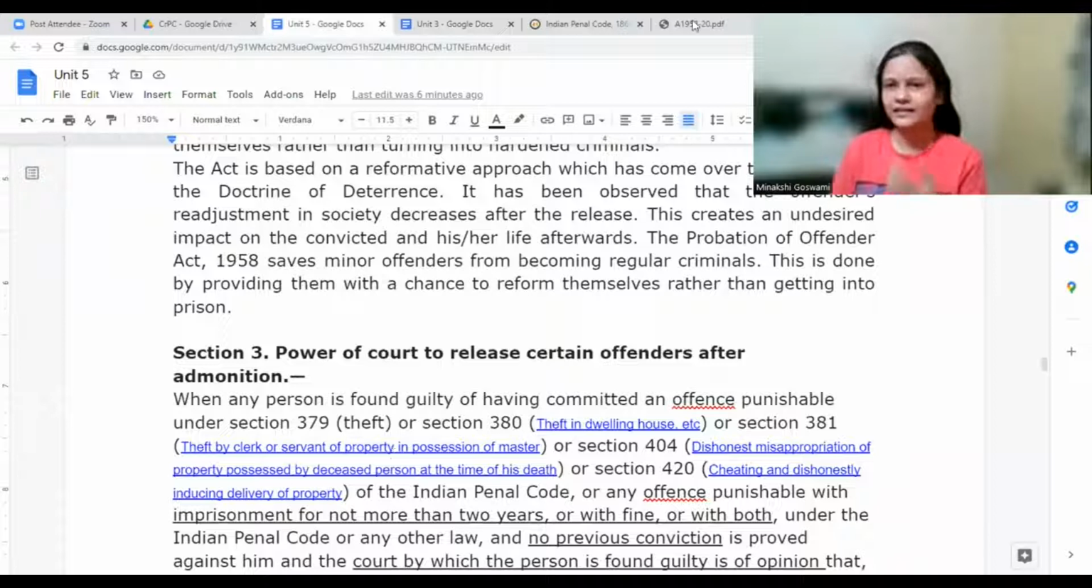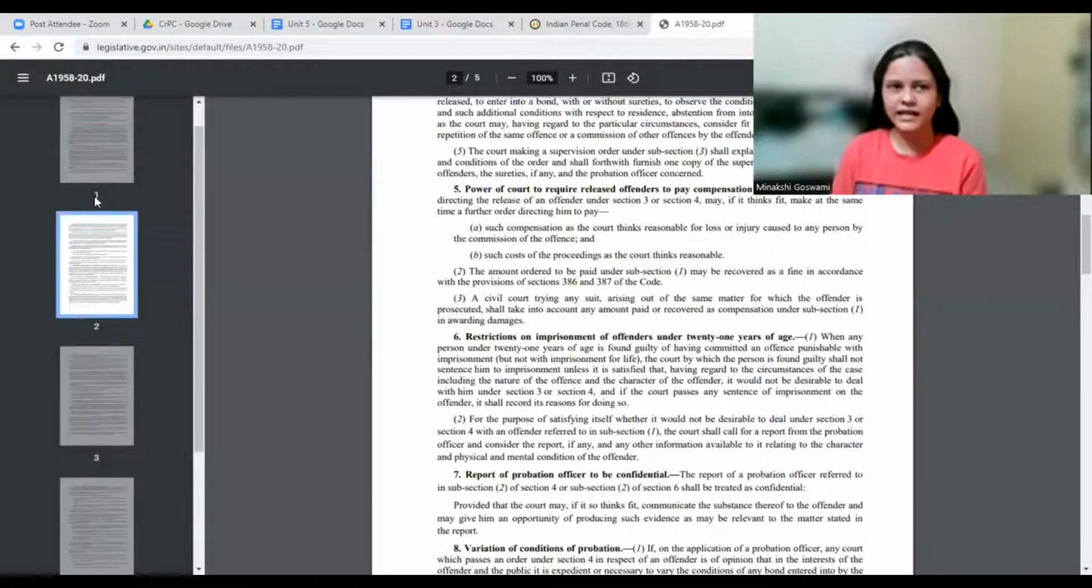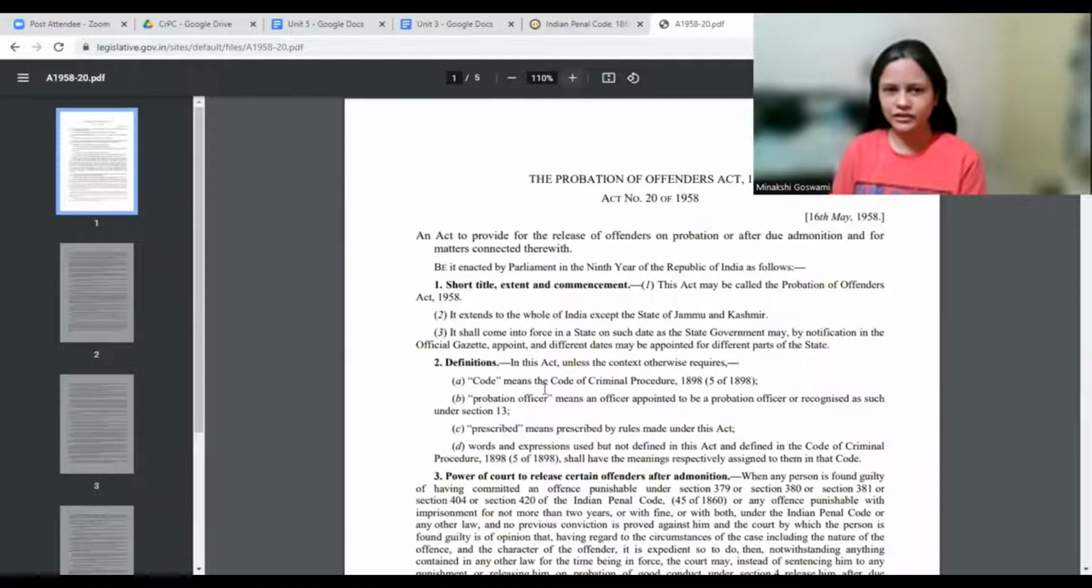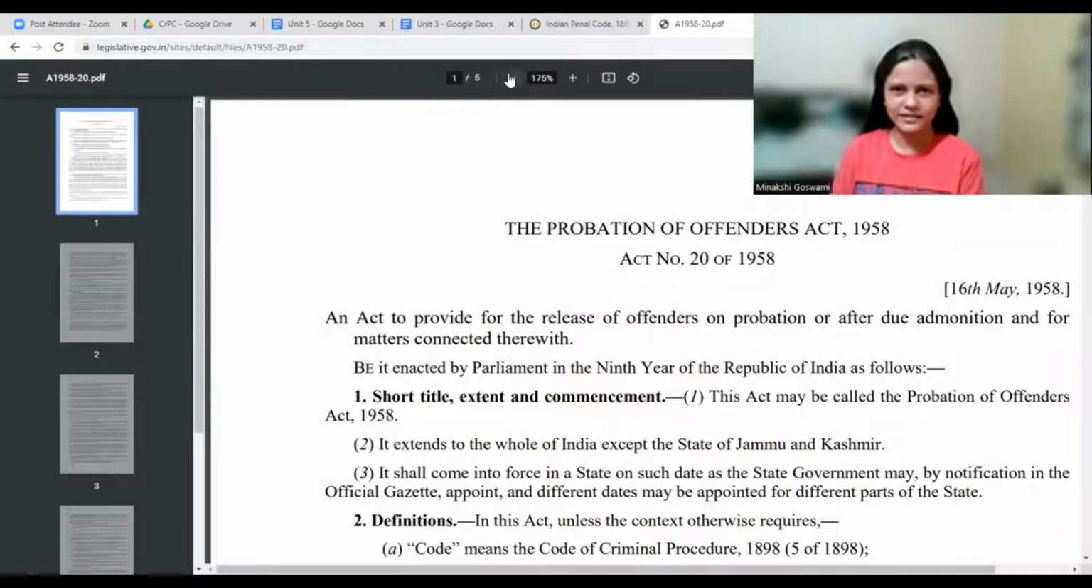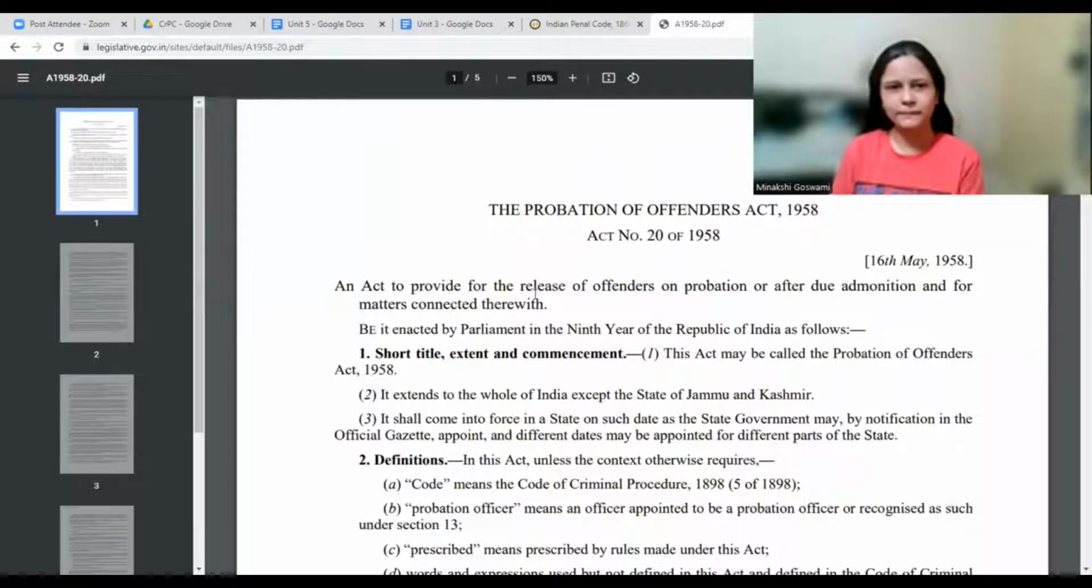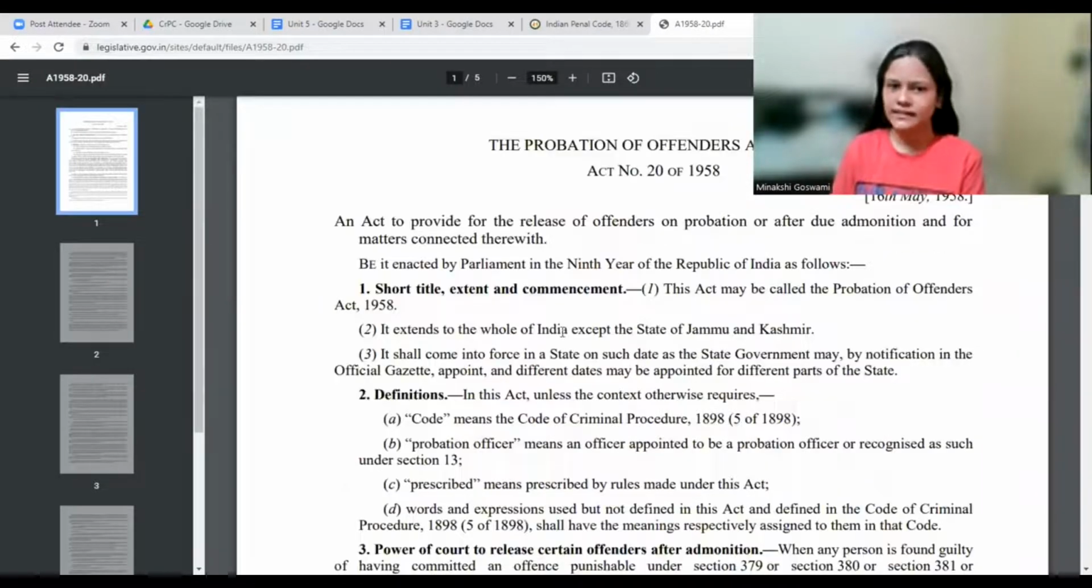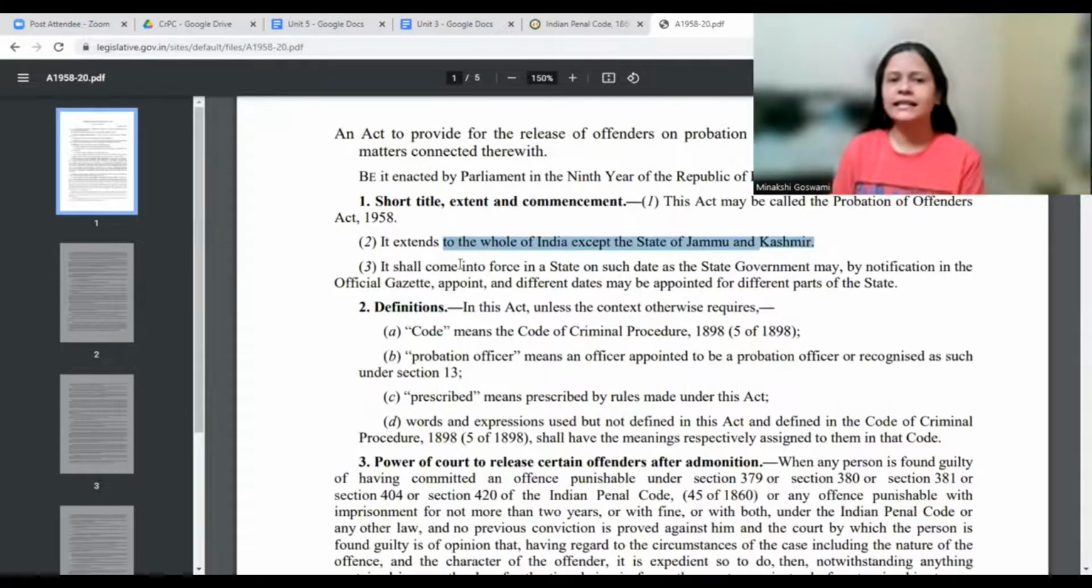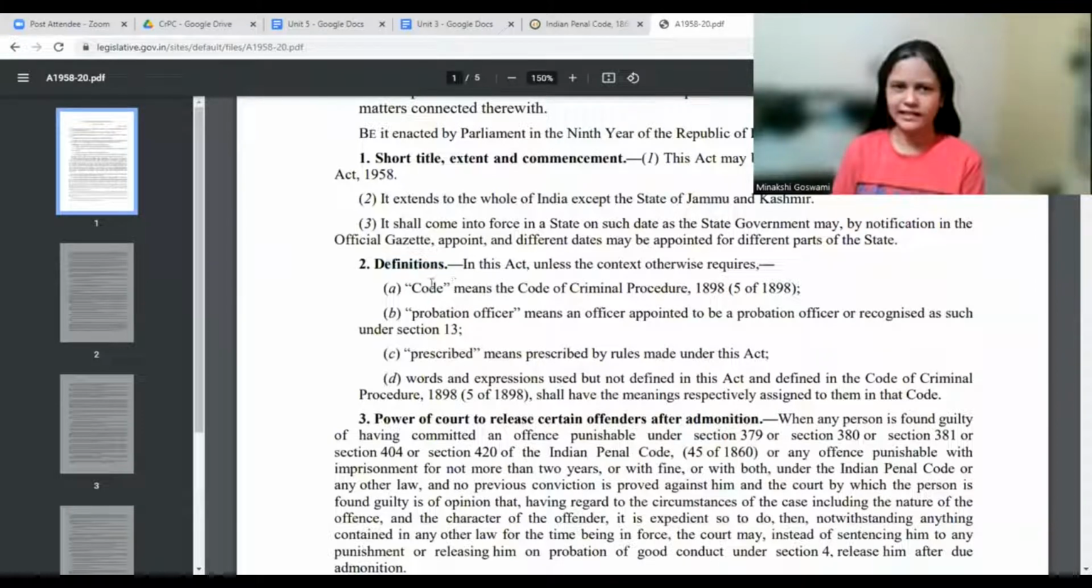Definitely the first is the title of the legislation. Secondly, it talks about application. So where is it applicable? It is applicable to the whole of India, even in Jammu and Kashmir as well as Ladakh. Then it provides some definitions, like code. Whenever they mention code, it means the Criminal Procedure Code, because we are talking about punishments under the Criminal Procedure Code.